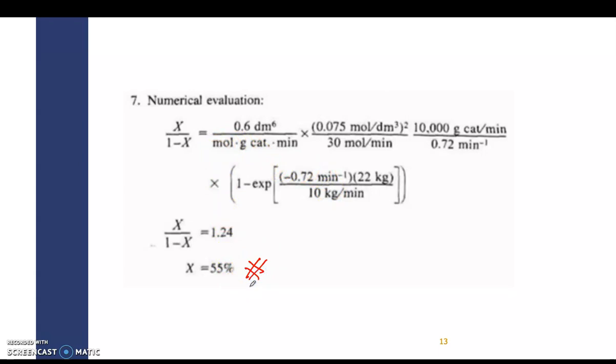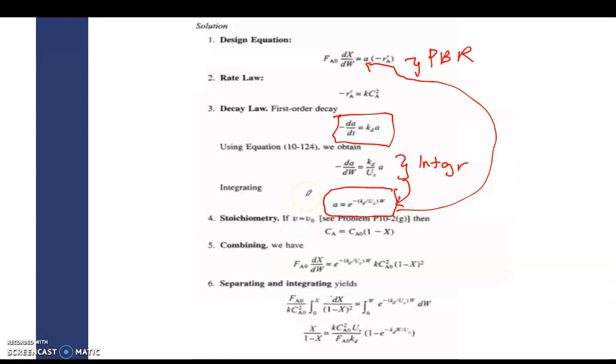So I think you need to read further in the textbook, especially on how it becomes this one. This part is described in your textbook. So this is by equation 10.124, and then this one is integrating. So you should highlight this equation.